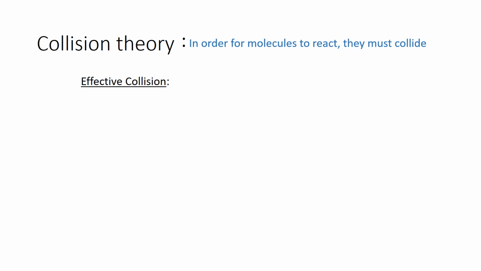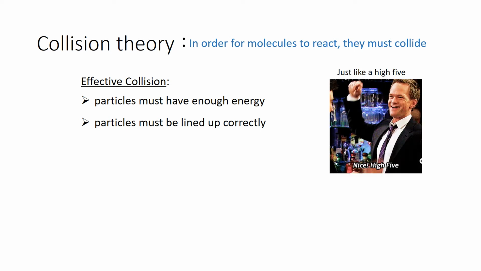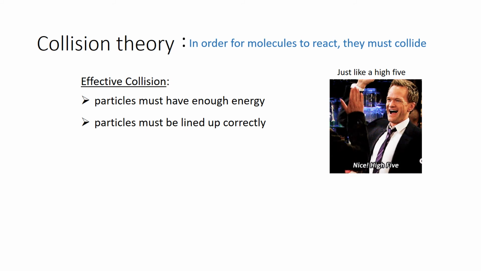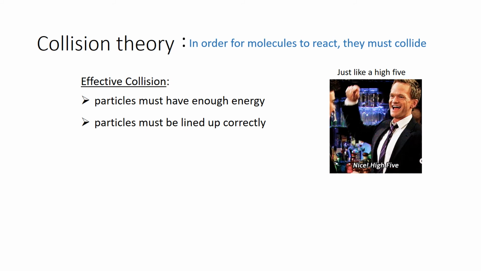All chemical reactions are based on the idea of the collision theory. The collision theory states in order for molecules to react, they must collide. But not only collide, it has to be an effective collision. And what chemists mean by effective collision is that when the molecules come together, they also have enough energy and they're lined up correctly. This is very similar to how a high five works. Your hands have to be lined up and you have to slap with enough energy to make it a nice high five. Otherwise, it doesn't work.